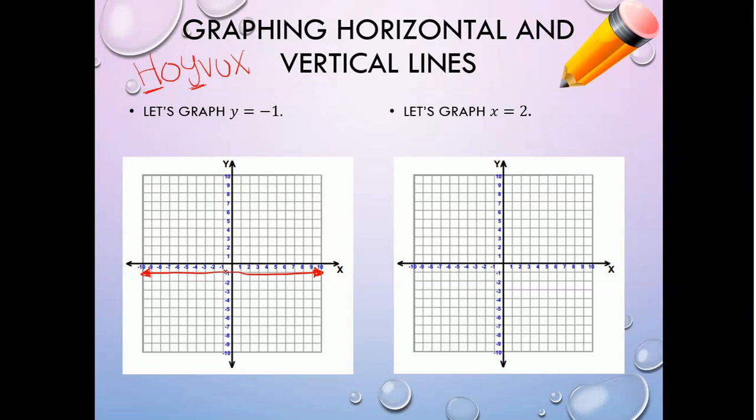Another way to think of it, this is at y equals negative 1. So at y, where it equals negative 1, I get to put a line. This one's also x equals 2. Well, x is with VUX. So I know this is going to be a vertical line at 2. And x equals 2 right here, so I get to put a line there. Put my arrows on the end.